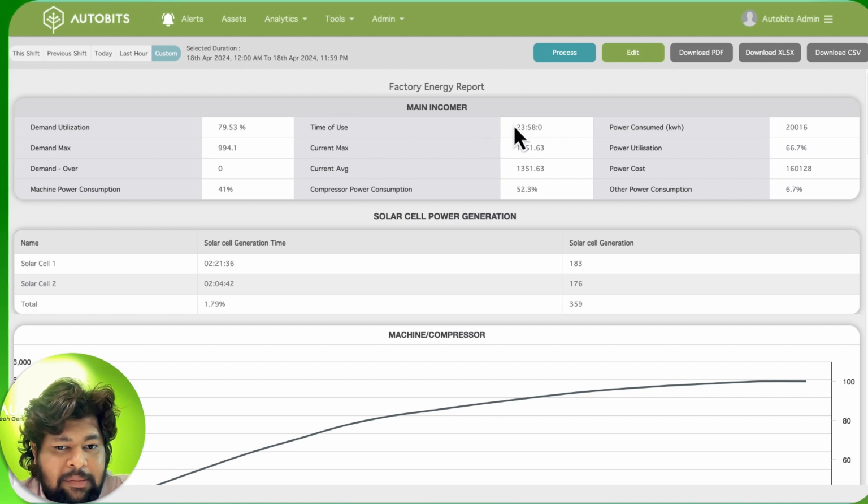We can also see the time of use was 24 hours over here, so that's good, 23.58. The maximum current and the average current, we are seeing that it's very good. Power consumption 20,000 units. Power utilization was 66%, so we still have a margin of 33% for power consumption. Then the cost of power we are able to see, and we are also able to see the segregation of other power consumption.